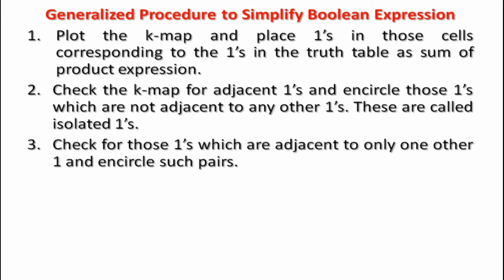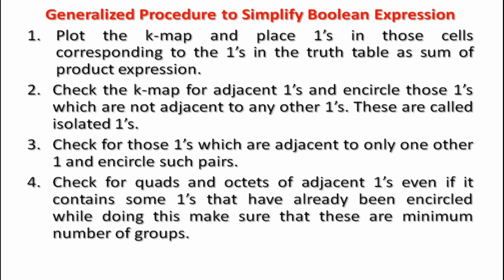The third procedure is to check for those ones which are adjacent to only one other one and encircle such pairs. So we check for those ones which are adjacent to only one other one and encircle such pairs. When there are only two ones which can be grouped, we call it a pair. So we have to find such adjacent cells.